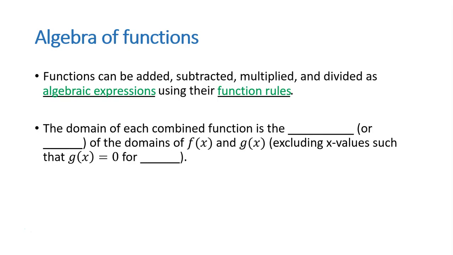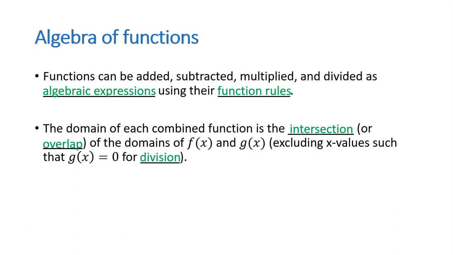The domain of each combined function is the intersection, or the overlap, of the domains of f of x and g of x, what we're thinking of as the original two functions we combined together. We also need to make sure that we exclude x values that make g of x equal to 0 for division, if g of x is the function that becomes our denominator. Remember, our two cases when domain becomes an issue are when there's a problem to divide by 0 and when there's a square root in the problem. We have to make sure that we aren't making the inside of the square root negative.